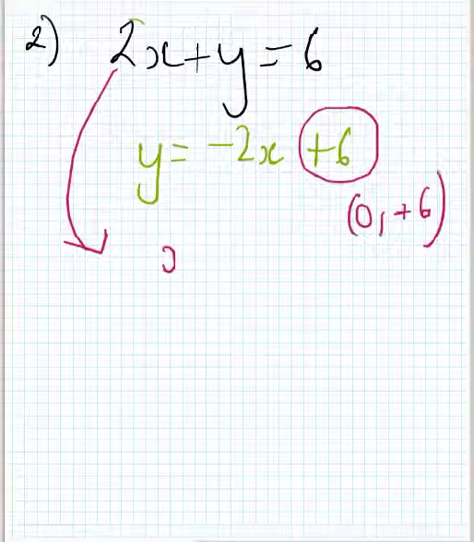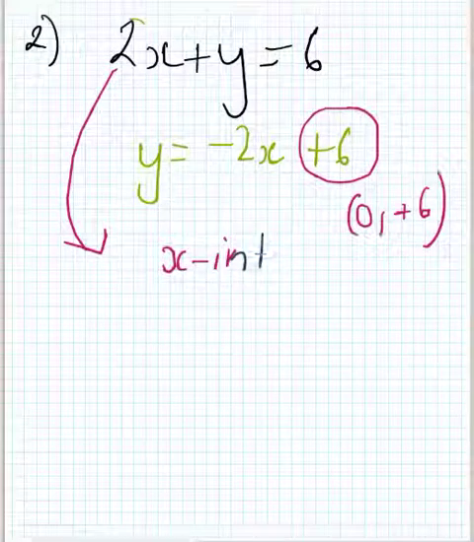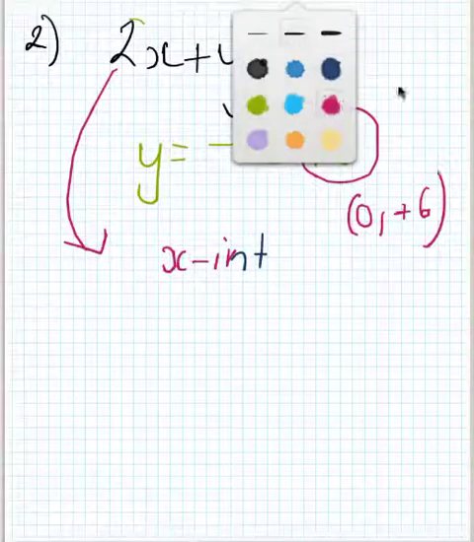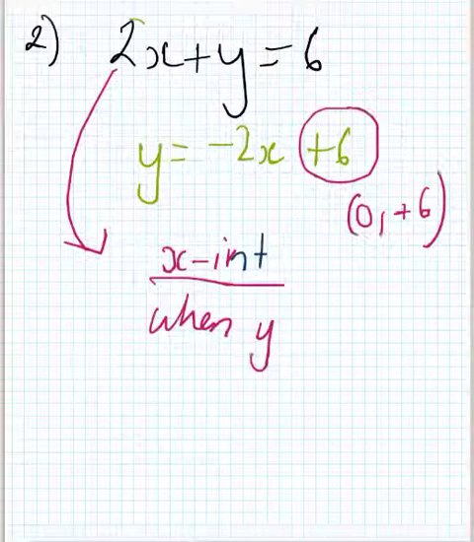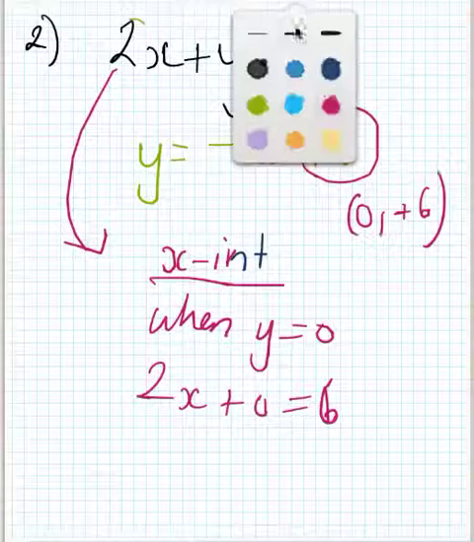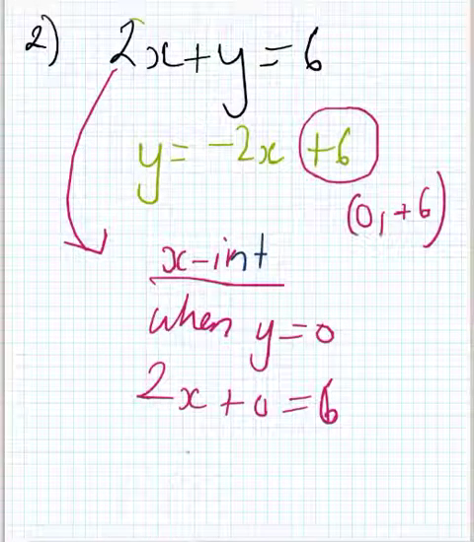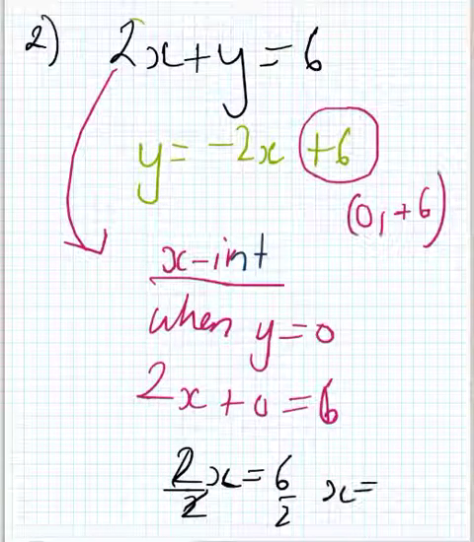So let's find the x-intercept. To find the x-intercept, we know we now have to make y equals 0. So to find the x-intercept, it's when y equals 0. And we're left with, using this equation up here, 2x plus 0 equals 6. It's pretty easy to solve now. So we've got 2x equals 6. Divide by 2, divide by 2, and we've got x equals 3.